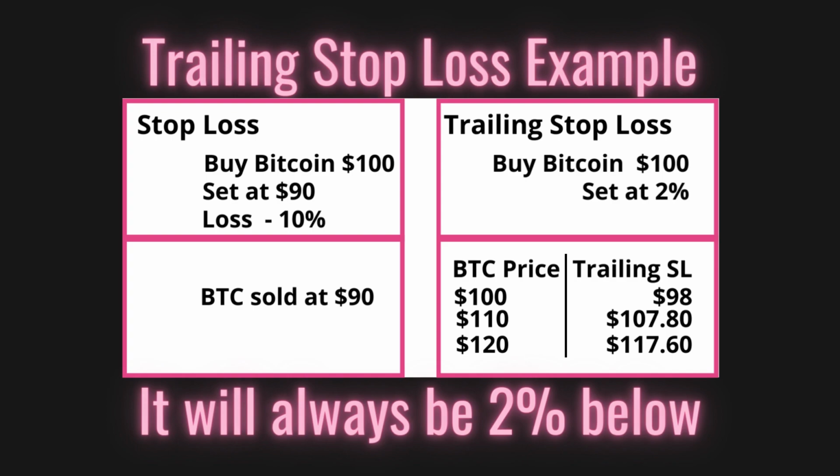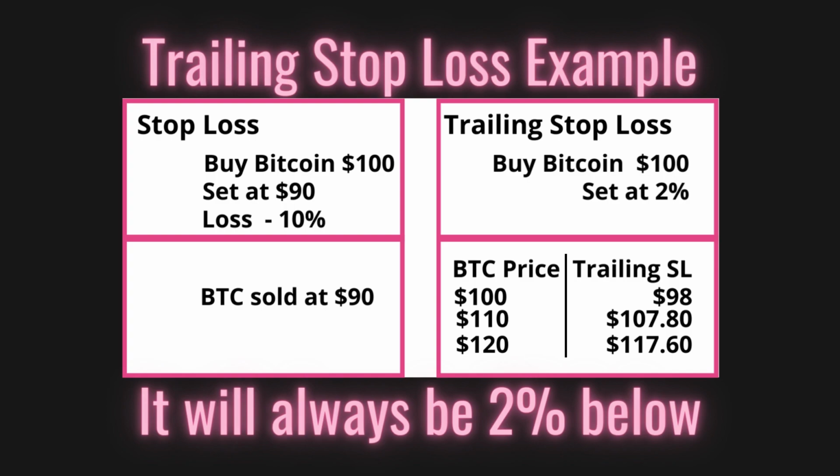So let's say on the left, we'll follow the regular stop loss, which is set at the price. We buy $100 worth of Bitcoin. We set a stop loss at $90. If it's triggered, we've lost 10% of our initial capital investment. In the example of the trailing stop loss on the right, we buy $100 worth of Bitcoin. We set a trailing stop loss at 2%. And if it triggers right off the hop, you would be protected at $98, only losing that 2%, not 10%.